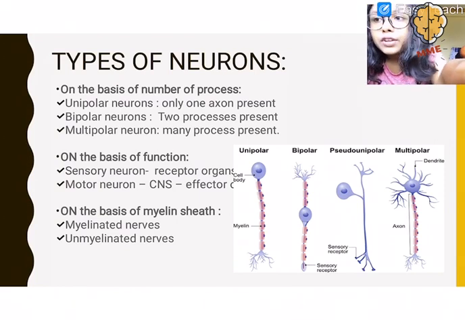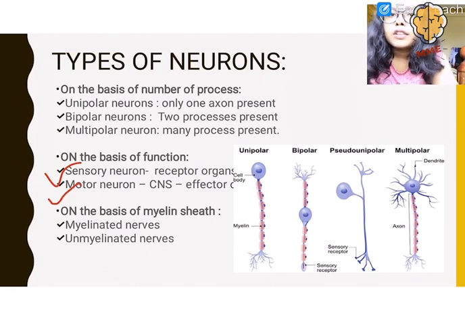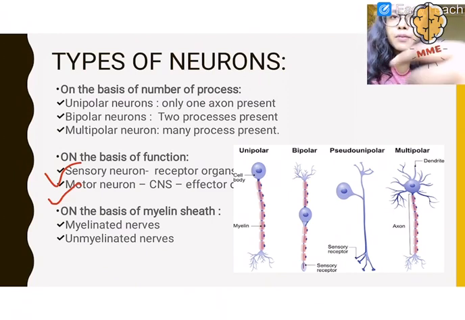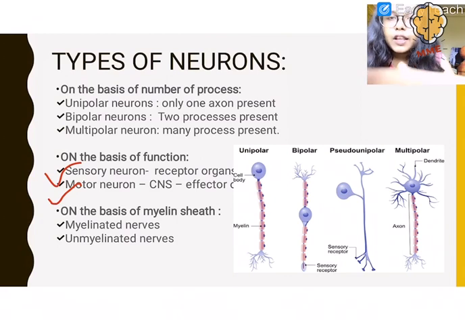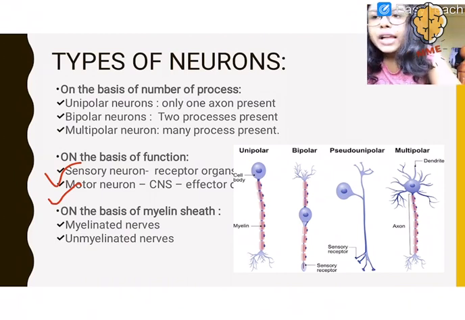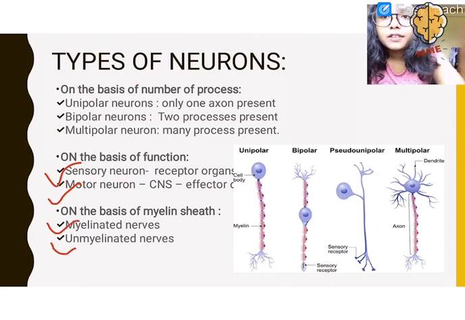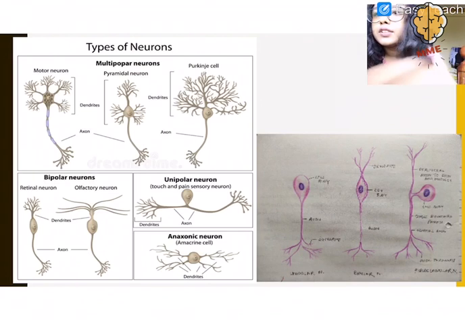Now, on the basis of function, they can be sensory neurons or motor neurons. With the motor neuron, the impulses come from the CNS up to the effector organ. If it is sensory, then the impulses are carried from the effector, along the afferent path, to the CNS. And on the basis of the myelin sheath, we have myelinated and unmyelinated nerves. So these are the types of neuron.